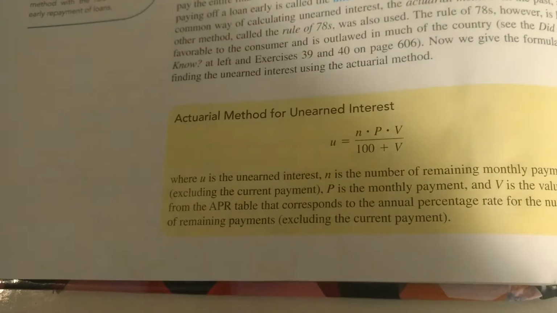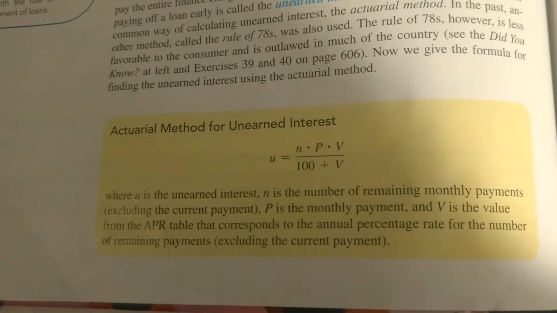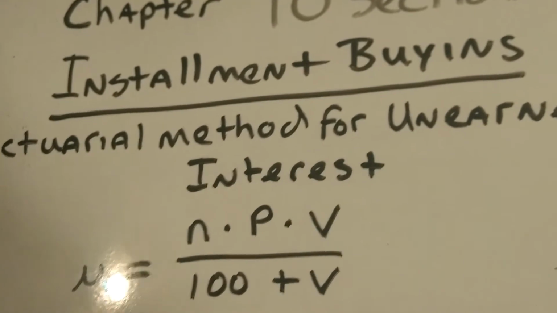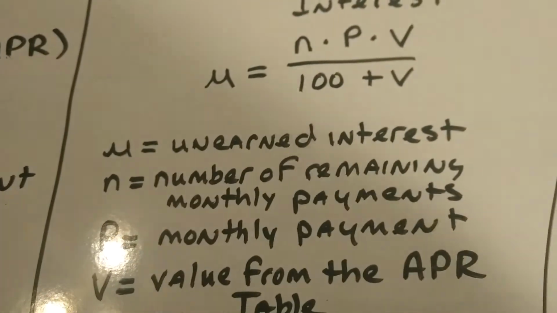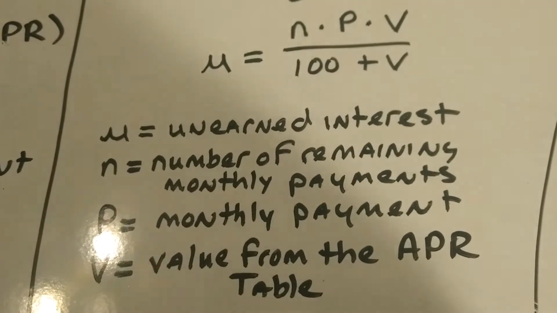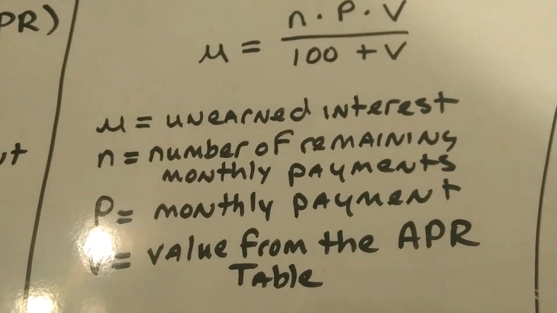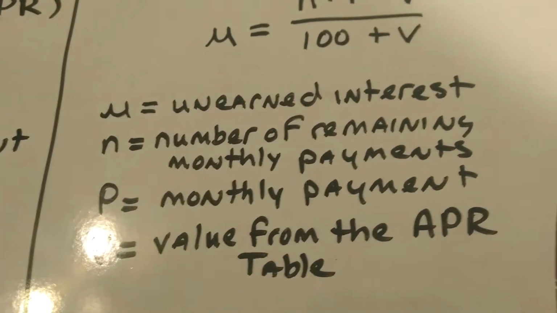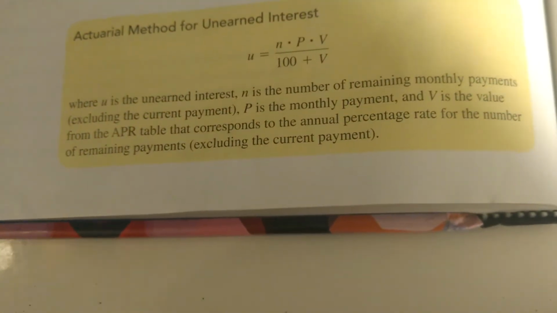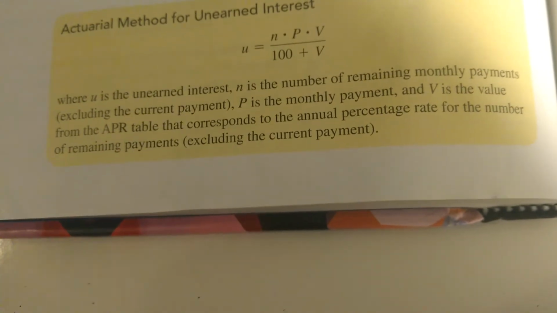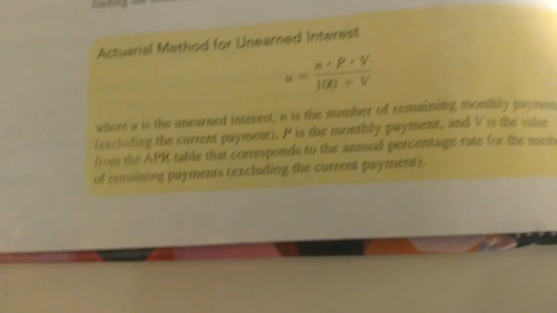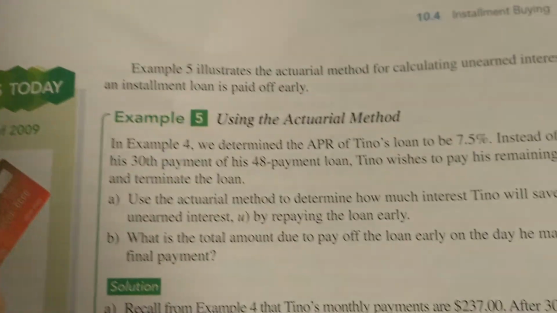This is the actuary method for unearned interest. When we talk about the actuary method for unearned interest, U represents the unearned interest, N represents the number of remaining monthly payments, P represents monthly payment, and V represents the value from the APR table. So make sure you understand that in this formula here, this is where we're trying to calculate the remaining payment that is left if you want to pay it off. So here's what happens.